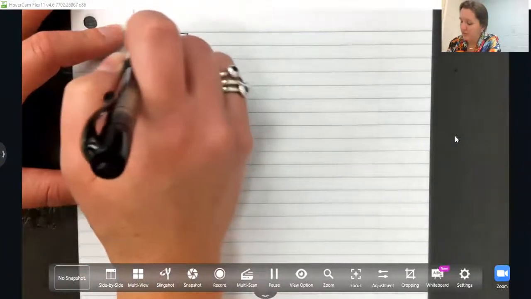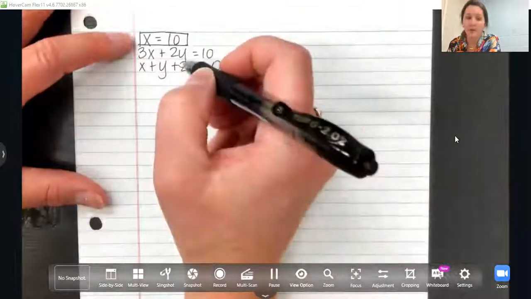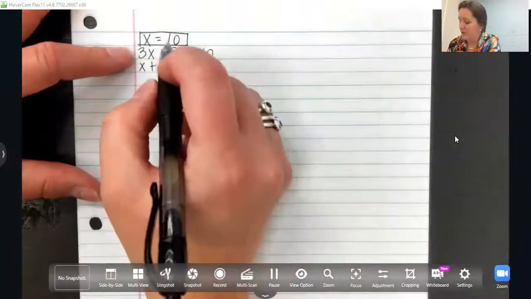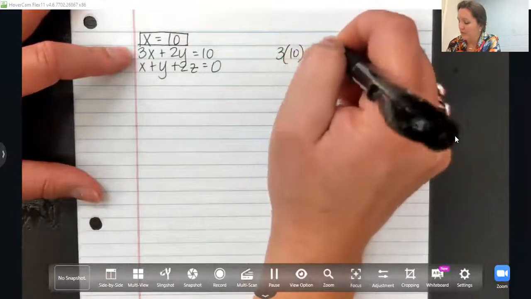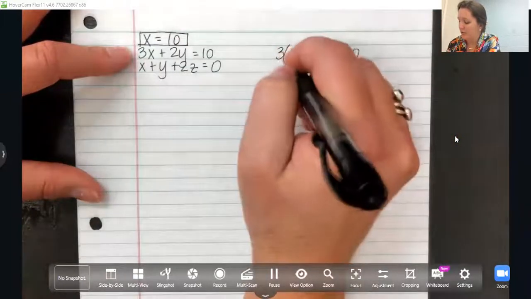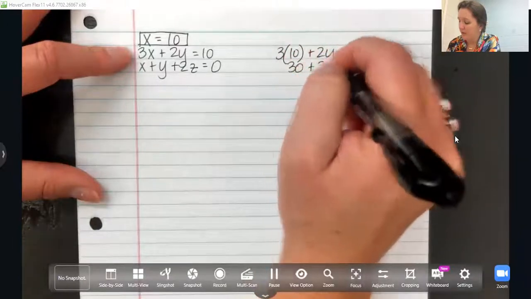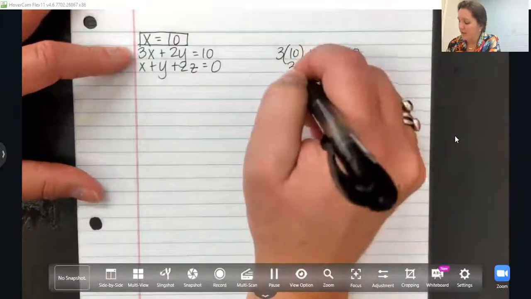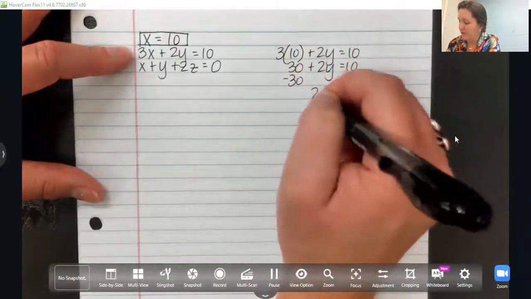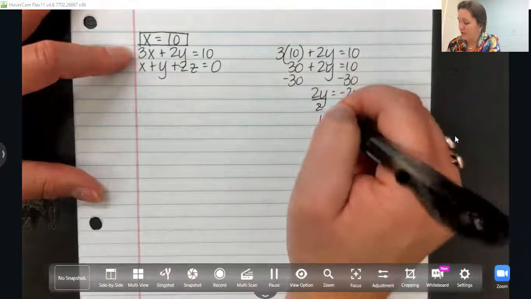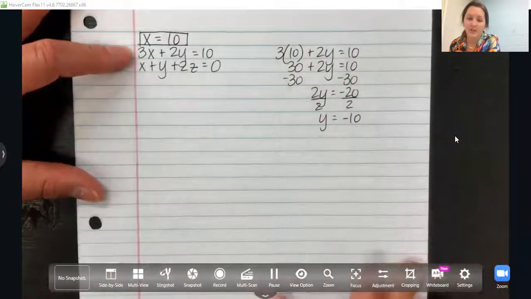This is really nice. That's one of our solutions. So we can just work down to plug these in. So I'm going to use 10 and plug it into this value here. Plus 2y equals 10. It's kind of a trickle effect. 30 plus 2y equals 10. Subtract 30. 2y equals -20 and divide by 2. And y equals -10. So there's our y value.